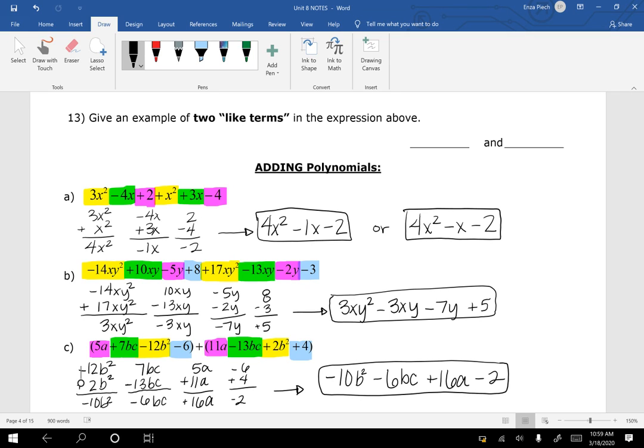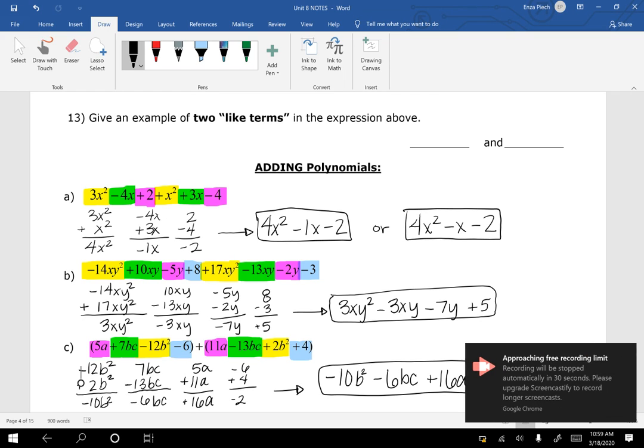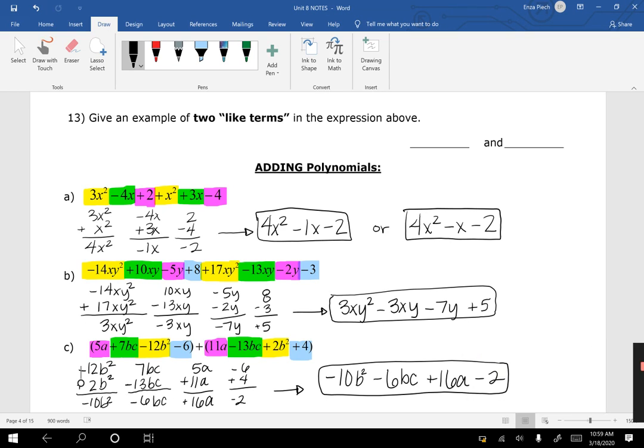And that's it. So when you're combining your like terms, when you're adding those polynomials, just make sure that you have all of the components that are like terms being added to each other, and then make sure that at the end you combine all of those together so that they're written nice and neatly.